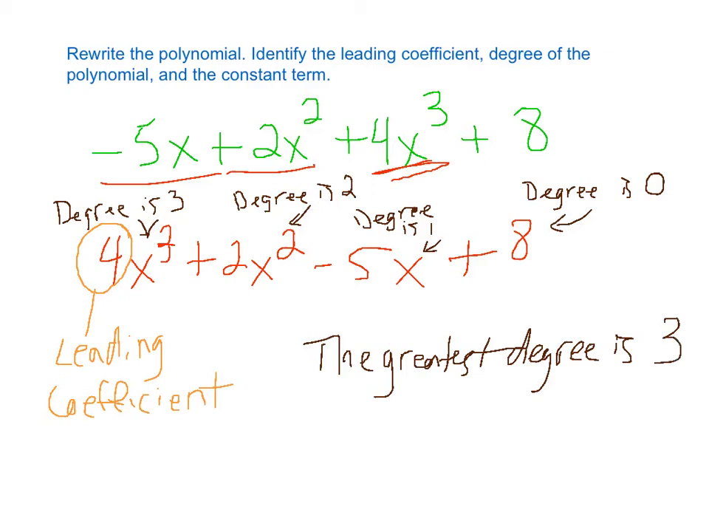The constant term is the term that does not have a variable. So here's going to be our constant term. Our constant term is going to be 8.